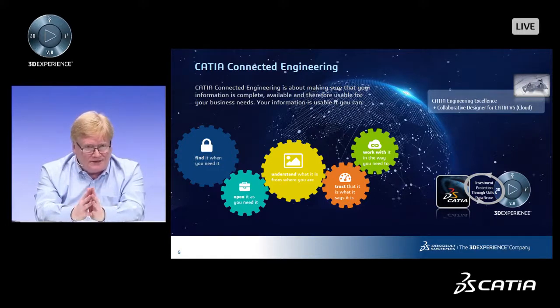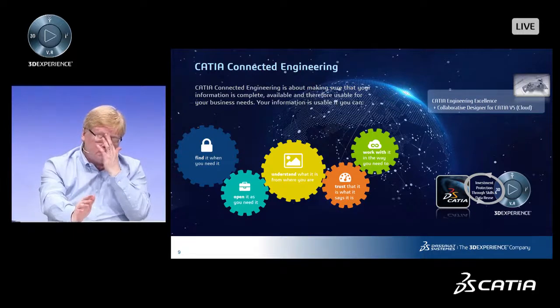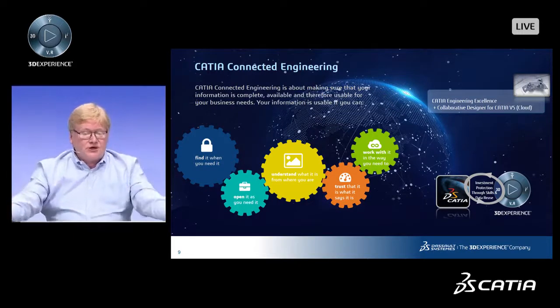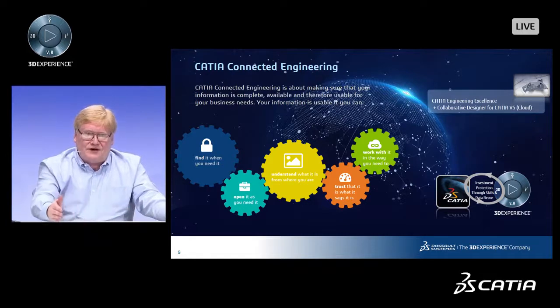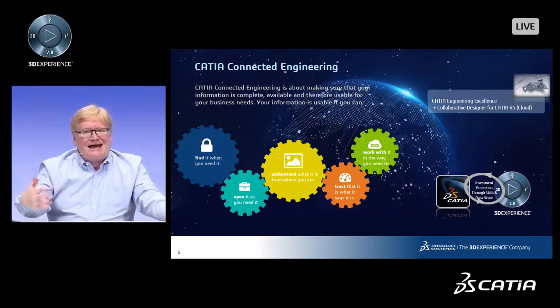Your investment in CATIA version 5 tools, processes, skills is preserved because you keep continuing to use CATIA version 5, and you can then enhance that process by adding capability to it, not by removing it. So there's no need to migrate. There's simply, you can augment your CATIA version 5 capability with some of the new things that we'll talk about in just a moment.